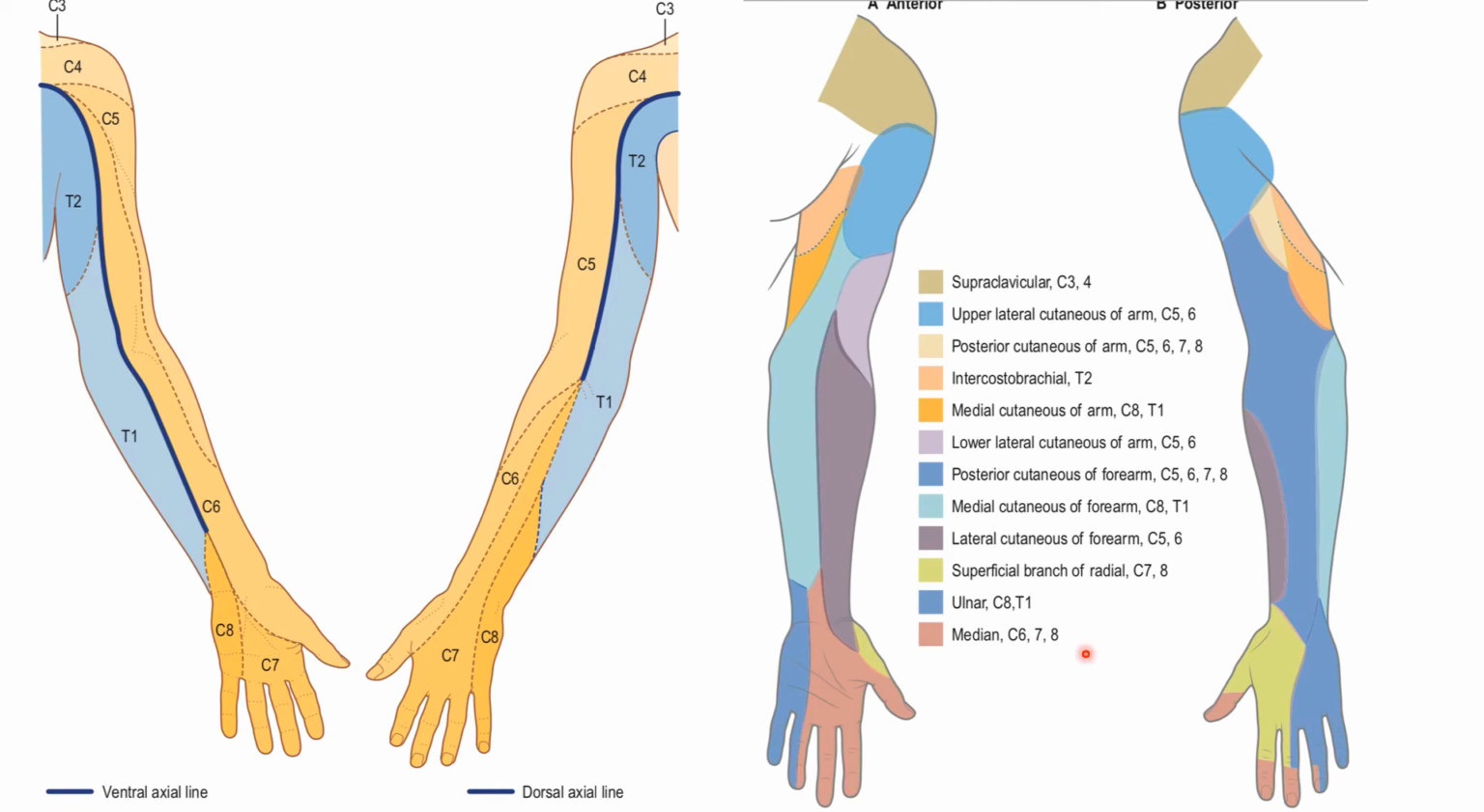On the right side, you can see the names of the nerves with their different root values. As we progress with the upper limb classes, you will gradually become aware of the names of these nerves and the areas innervated by them.